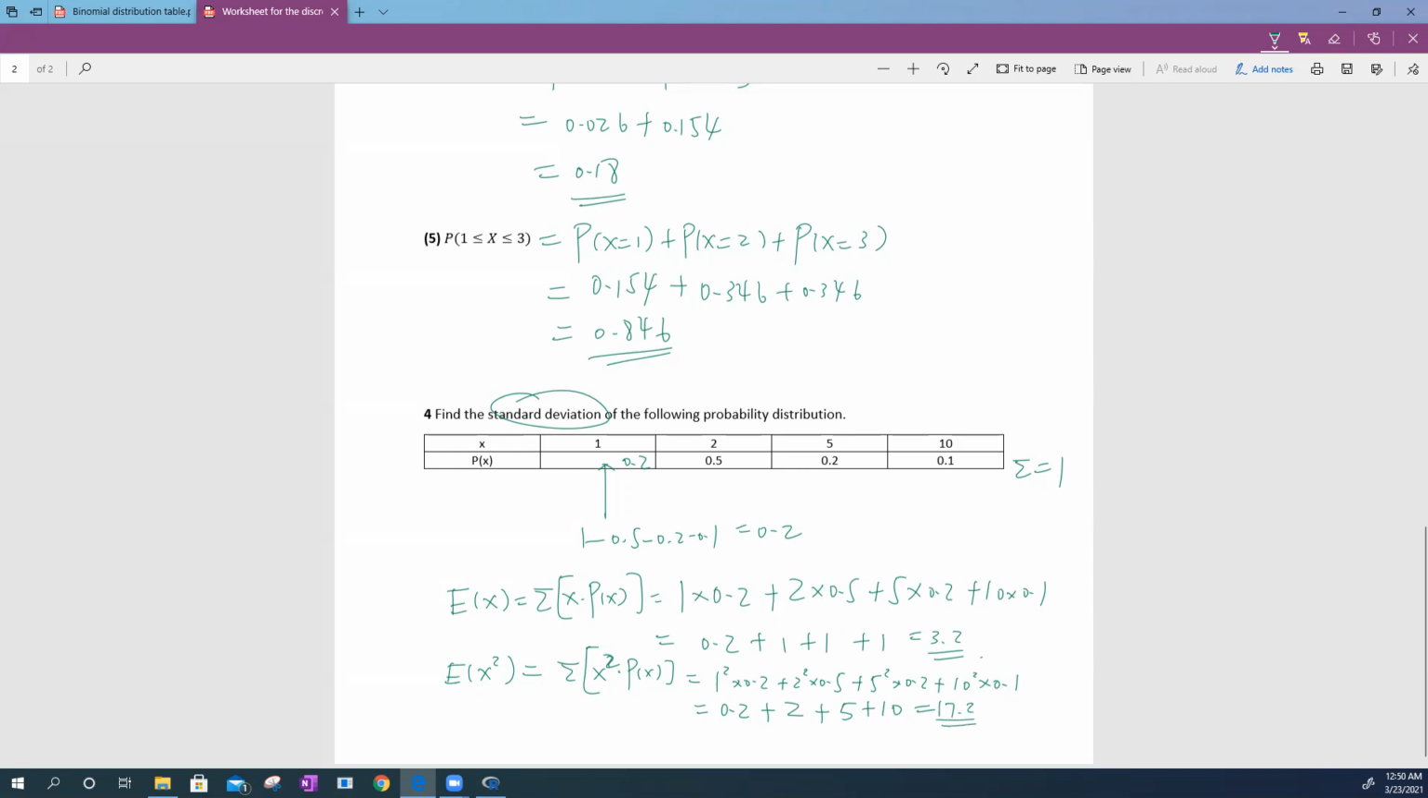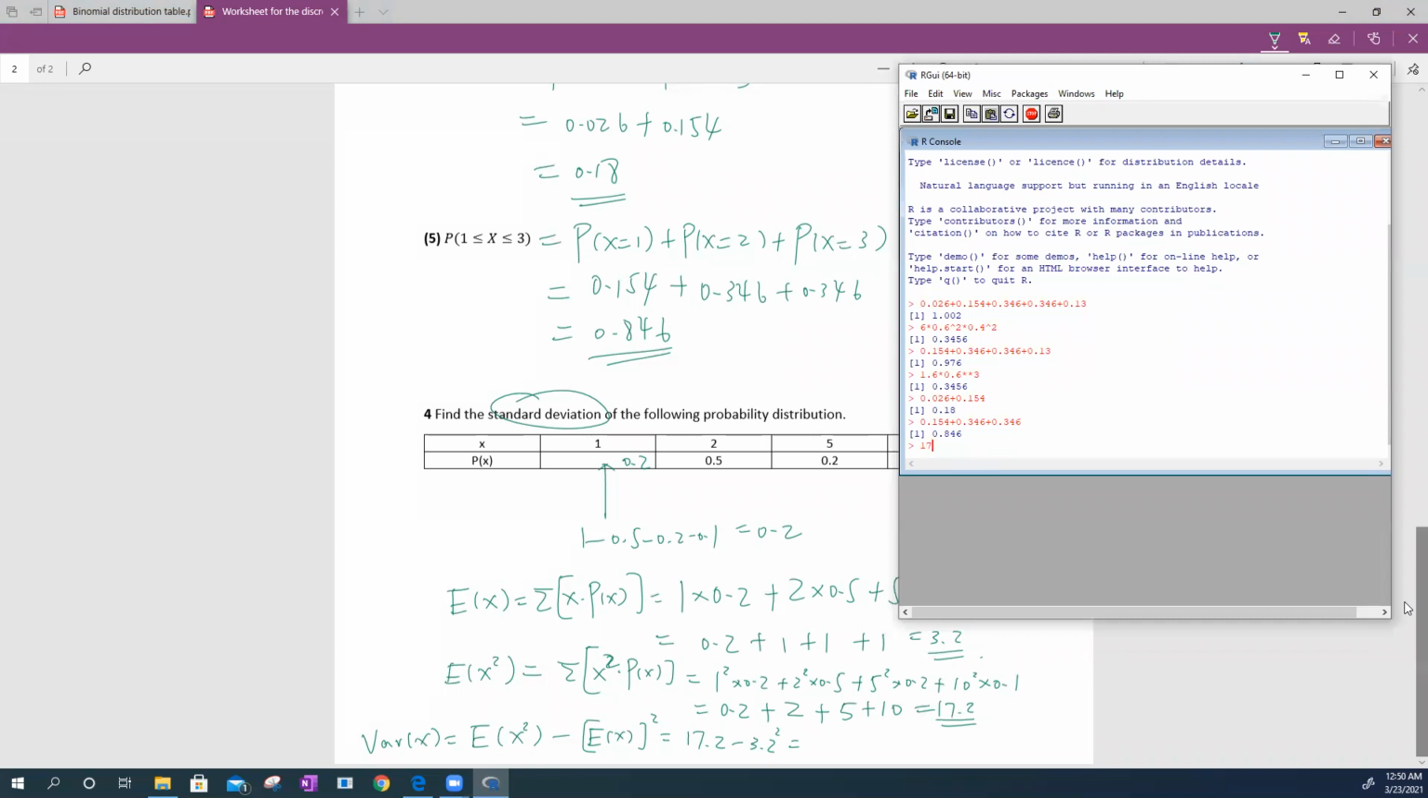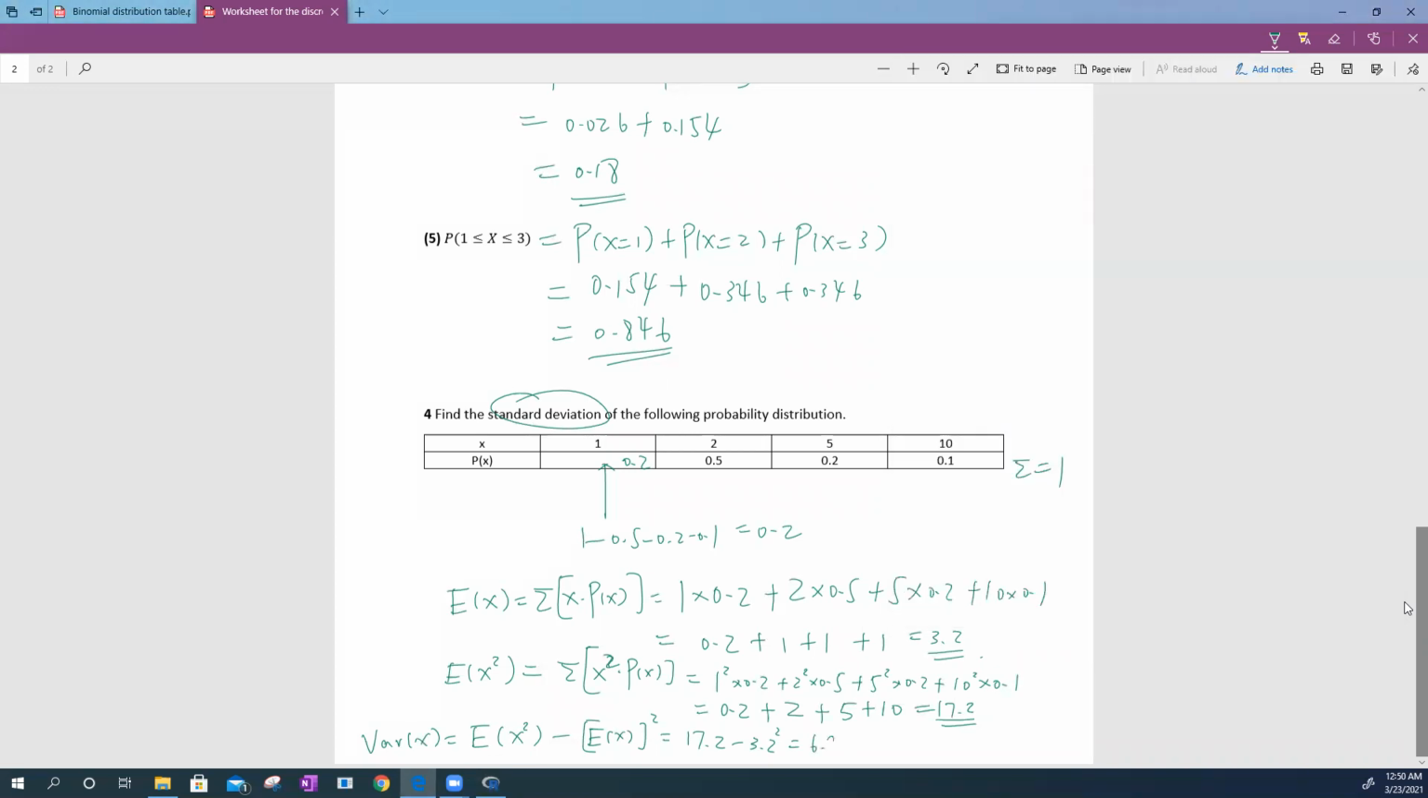Then we can calculate the variance of x, which is the expected value of x squared minus the expected value of x squared, that is, after we get that number calculated, square it, take the difference. So we have 17.2 minus 3.2 squared. So then we use the calculator again. 17.2 minus 3.2 squared, 6.96. That's another important piece of information, the variance.